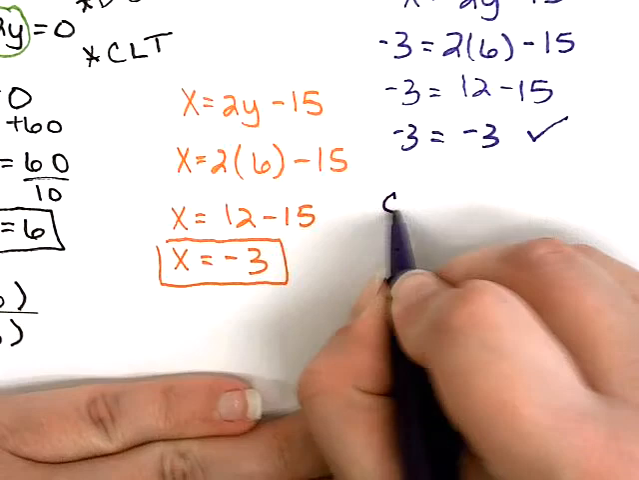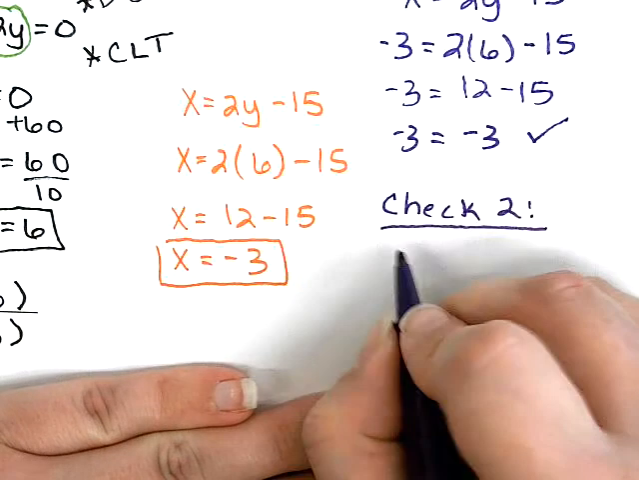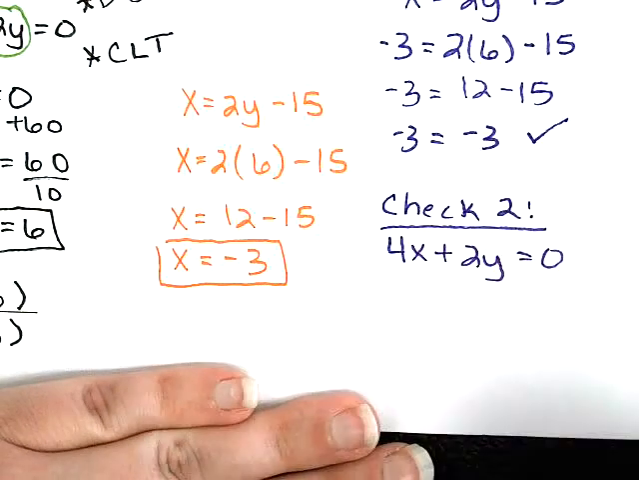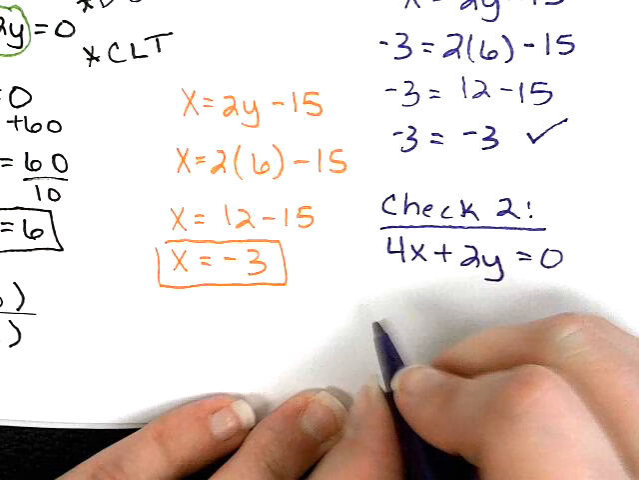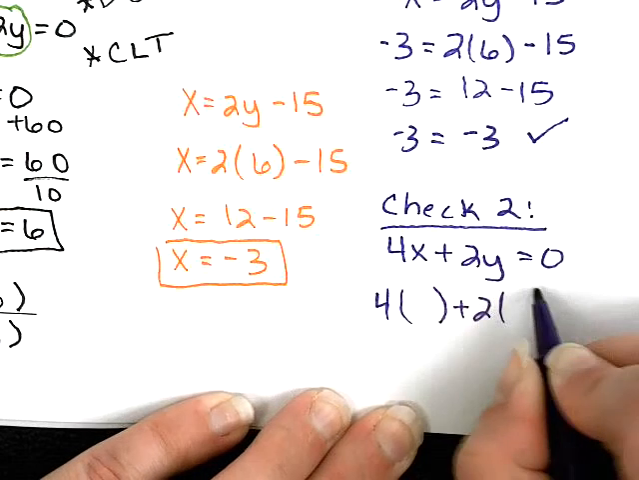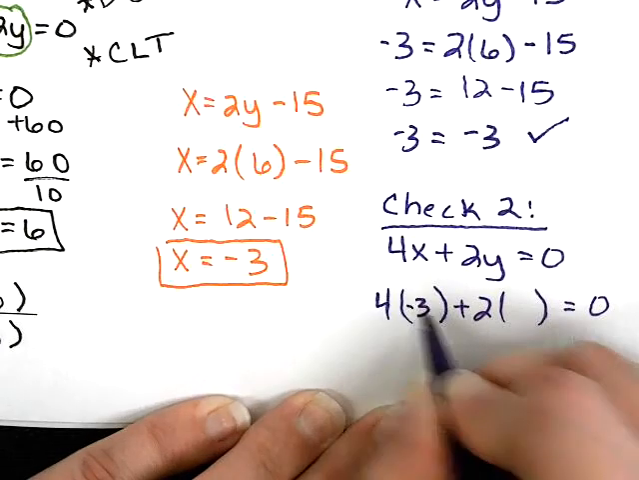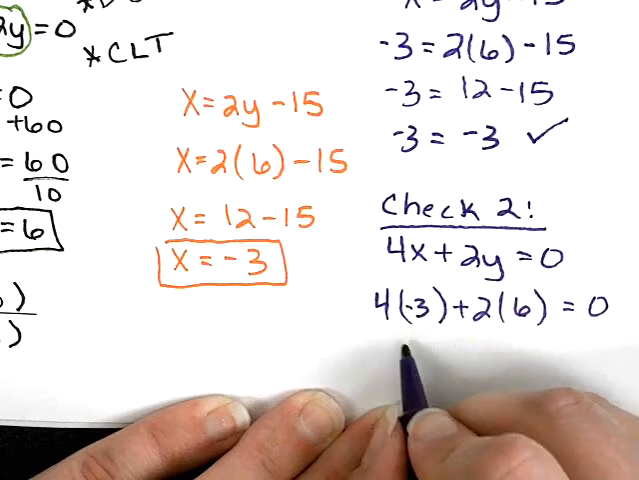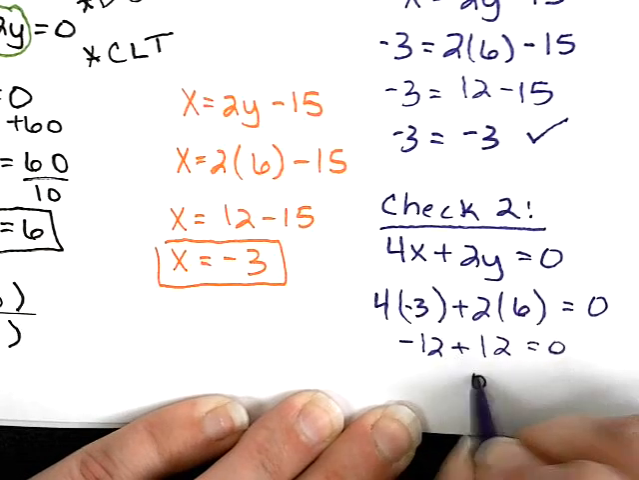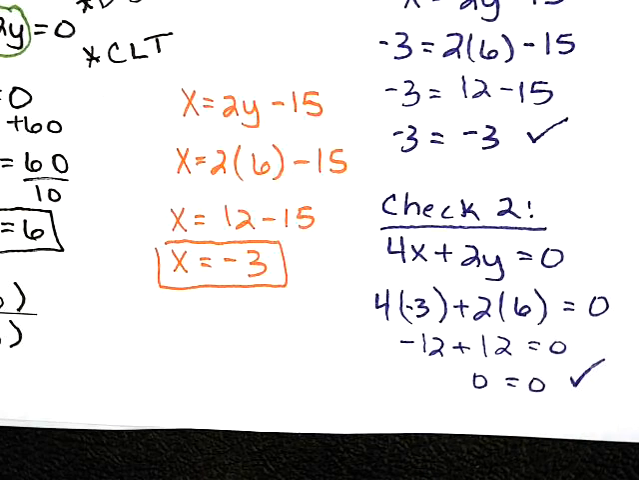Then it's really more important in this case for that second equation. So let's do our second check. Check 2 is 4x plus 2y equals 0, my original equation. I'm going to take out x and y and plug in my new values here. The x value I found was negative 3. The y value I found was 6. So I have negative 12 plus 12 equals 0. I got 0 equals 0. That's awesome. I know I got it correct.